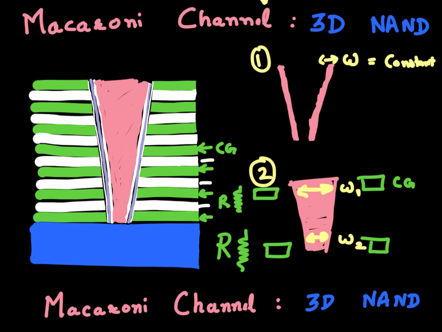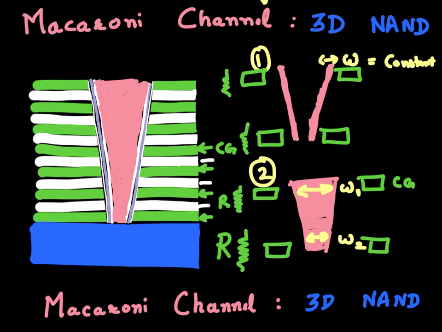But of course, you don't want this to happen. So a better option would be to have a profile like this where the width of the channel is constant, and my transistor on the top, they see essentially the same width and the same resistance, and my transistor in the bottom, they also see the same width, and the channel resistance is constant, which is much easier to control.